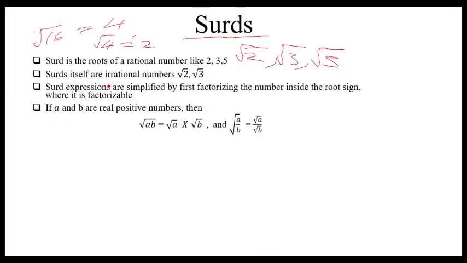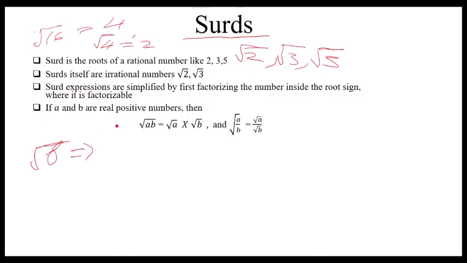Surd expressions are simplified by first factorizing the number inside the root sign, where it is factorizable. So to simplify a surd expression, we need to simplify the number inside the root sign, if that number is factorizable. For example, let's say we want to work on square root of 8. First thing is to check if the square root of 8 is factorizable.